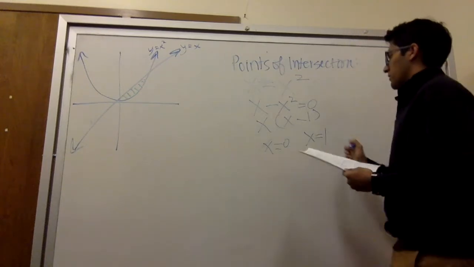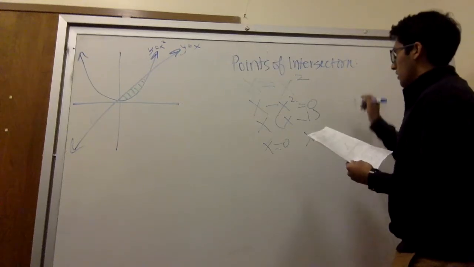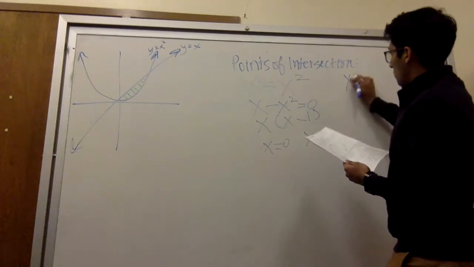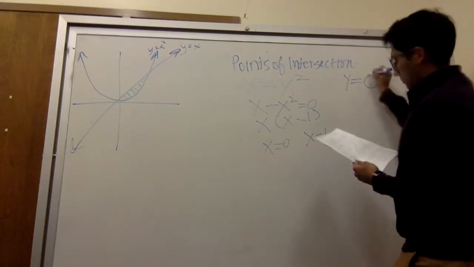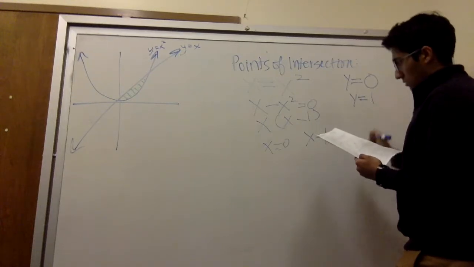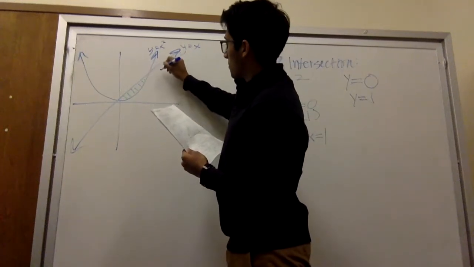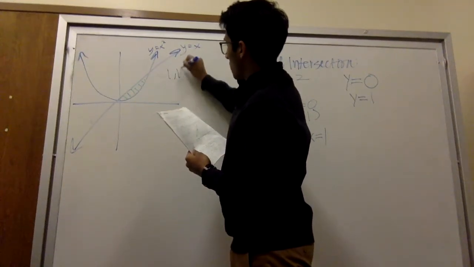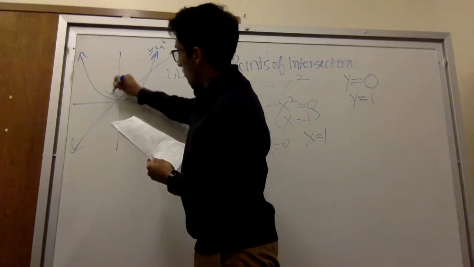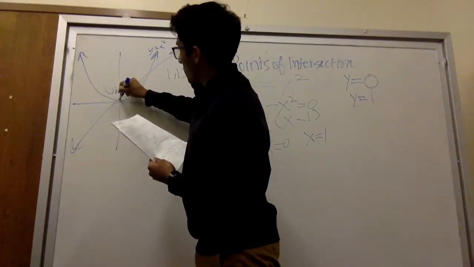Now that we have our x values, we can plug this back into our y equation, and when we do that, we'll get y equals 0 and y equals 1. So then the points here become, this becomes 1, 1, and this point right here becomes 0, 0.